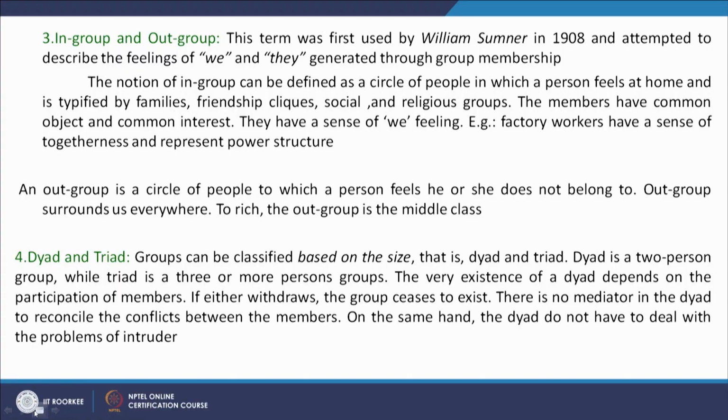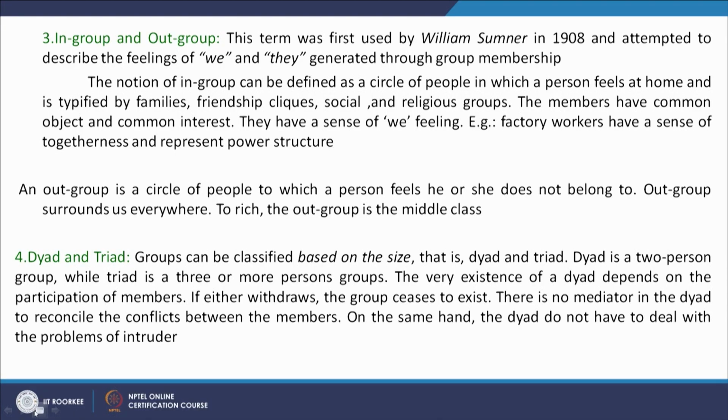The third is in-group and out-group. This is completely based on the feeling of membership. This classification was given by William Sumner in 1908 and attempted to describe the feelings of we and they generated through group membership.